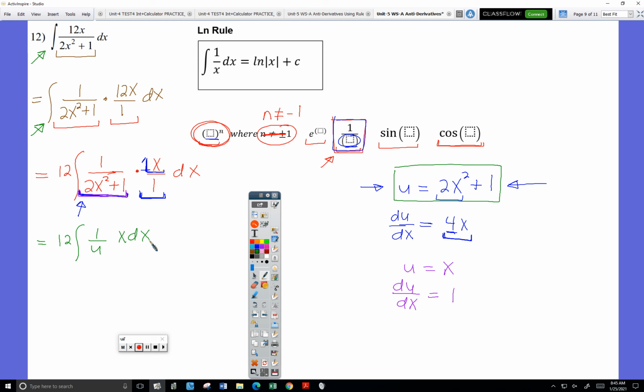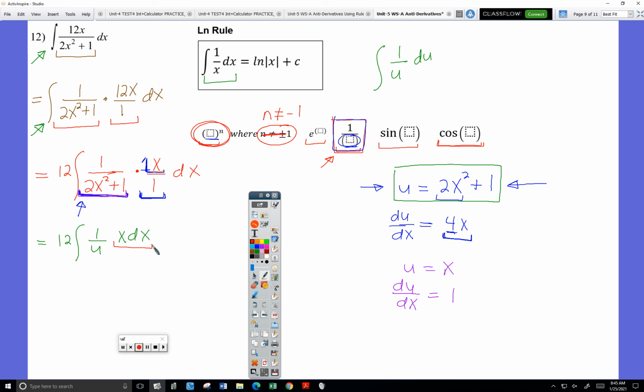Question? From there, can you do the rule? We can't use the rule yet because it's still a mismatch. Because the rule says it's got to be 1 over x dx. Or in this case, we're looking for the rule to look like this, 1 over u du. So we have to make one more substitution. We've got to replace x dx with something that is equivalent.